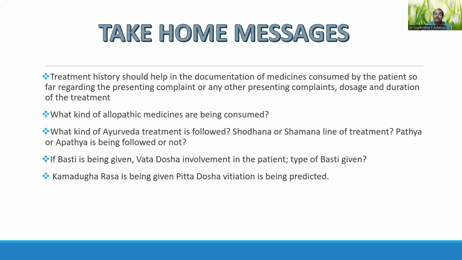To summarize, the treatment history should help in the documentation of medicines consumed by the patient. It may be related to the presenting complaint or to other complaints. What kind of allopathic medicines are being used has to be documented. And what kind of Ayurveda treatment is being followed has to be documented. Whether a Shodhana or Shamana line of treatment is being followed, or whether Pathya or Apathya is being followed or not, has to be noted.